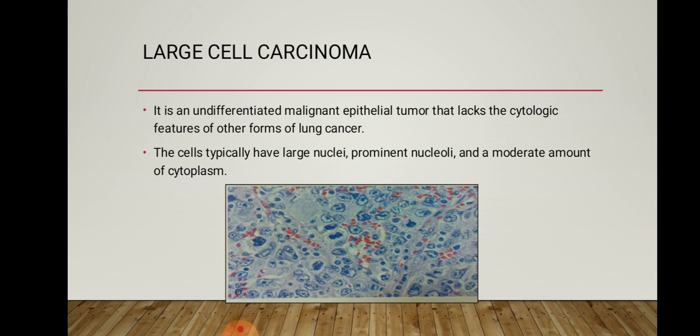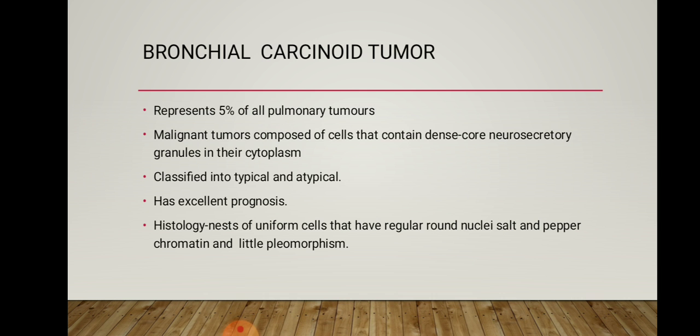Large cell carcinoma. It is an undifferentiated malignant epithelial tumor that lacks the cytological features of other forms of lung cancer. The cells typically have large nuclei, prominent nucleoli, and a moderate amount of cytoplasm.